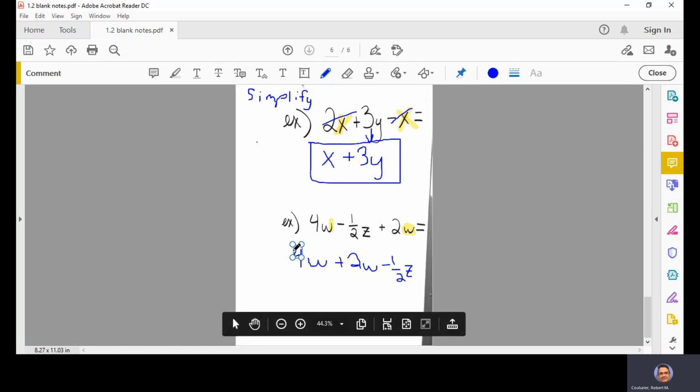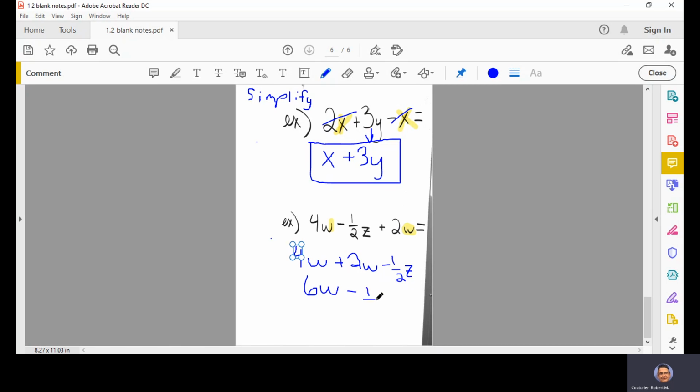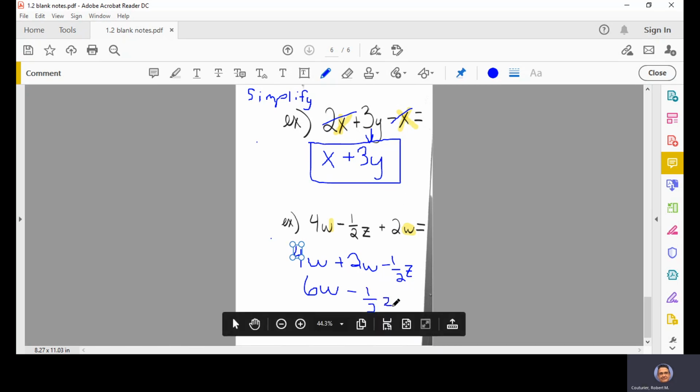We have 4W plus 2W. So 4 plus 2 is 6W. So there's a total of 6 W's here. And then we have a minus 1/2 Z. Well, guess what? There are no other Z's, so the only thing we do is carry it straight down. Minus 1/2 Z. And like that, you're done with this problem. This was your final answer.